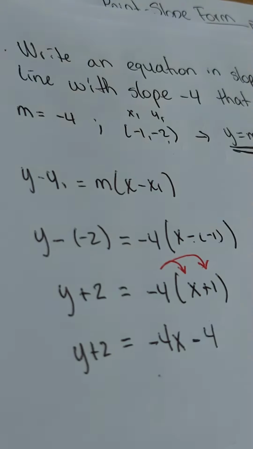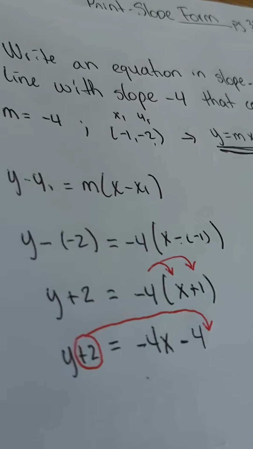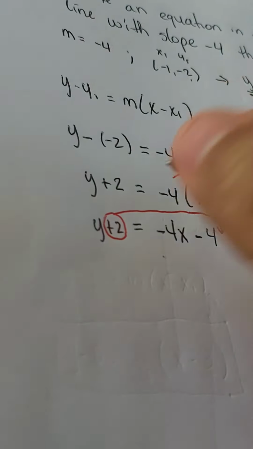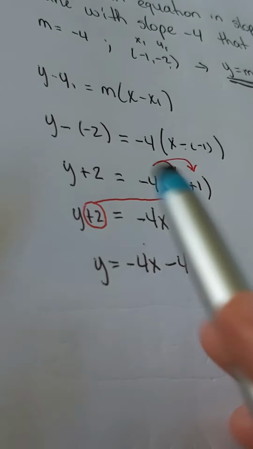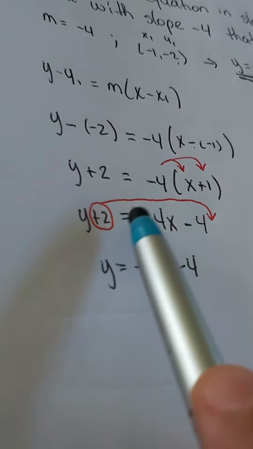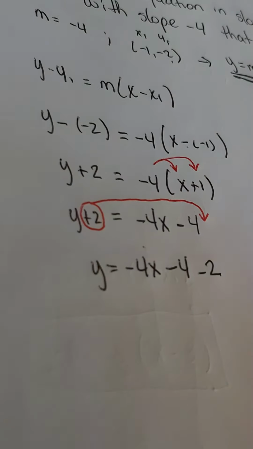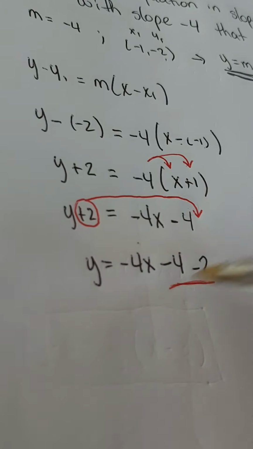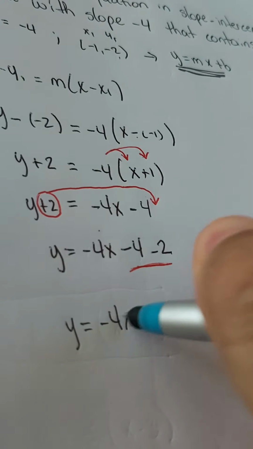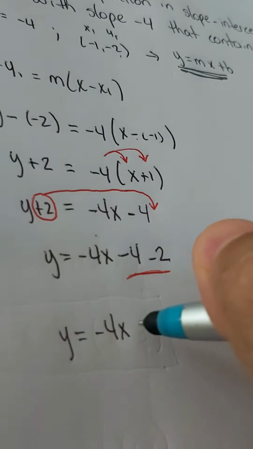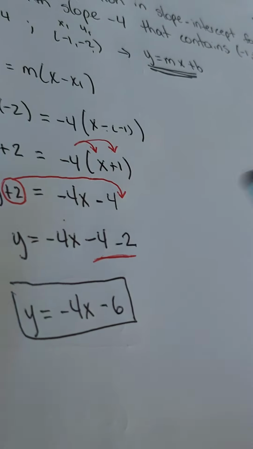Okay? Now that we have it in this way, all we have to do is solve for y. So that means leaving y by itself. So we're going to pass +2 to the other side of the equation. If we were adding on this side of the equation, on the other side, we're going to subtract. Now we simplify. How do we simplify this? We can combine these two terms, and we have y equals -4x, -4 minus 2, -6. And now we have our equation in a slope-intercept form.